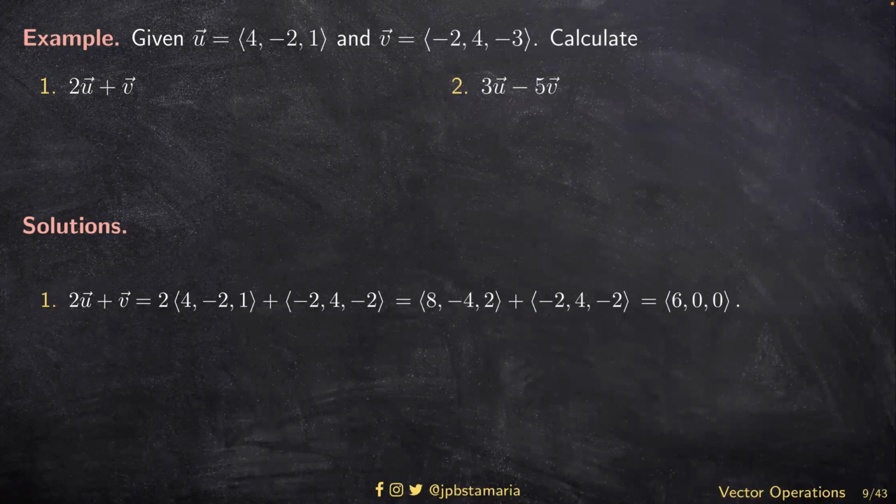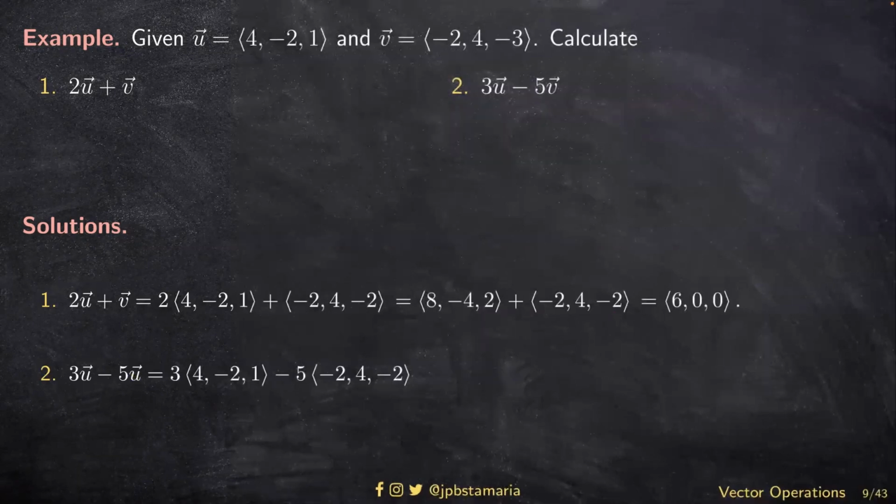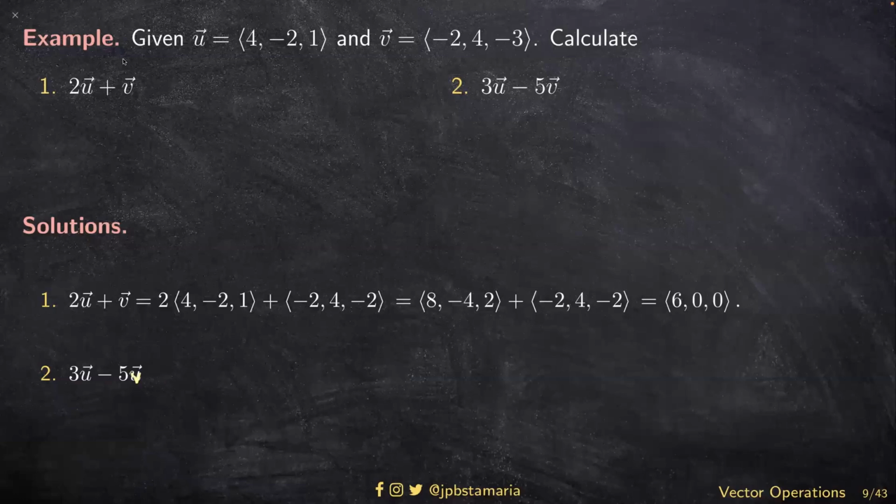Okay, madali lang, no? Pag 3u minus 5v, mali yung pagkakatype na naman ni sir. So this is a v instead of a u. That's going to be 3 times 4, negative 2, 1, minus 5 times negative 2, 4. Mali ito, oh. Gawin ko na nga lang ito ng by hand, ha? Gawin na lang natin to by hand. So v ito. So it's going to be 3 times 4, negative 2, 1, minus 5 times the vector negative 2, 4, negative 3. Okay, let's do it by hand.